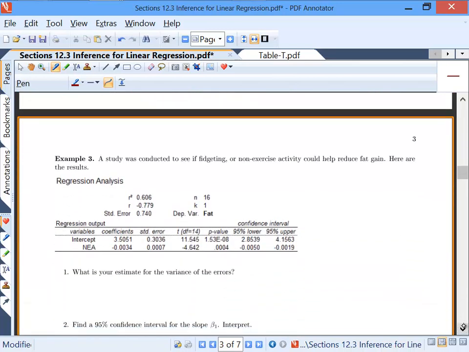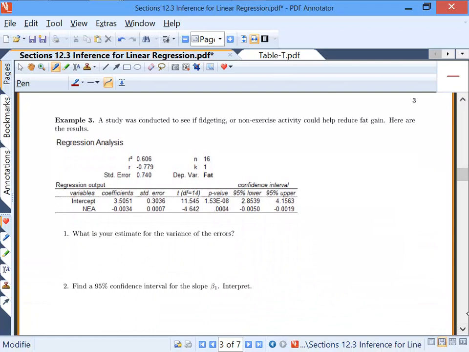So that was just reading the table, and I put the table again on the next page so we can do some more with it. What is your estimate for the variance of the errors? They are asking for sigma hat squared, but we only know sigma hat. We know the standard error for the model is 0.740. So if I want the estimate for the variance of the errors, I have to square that.